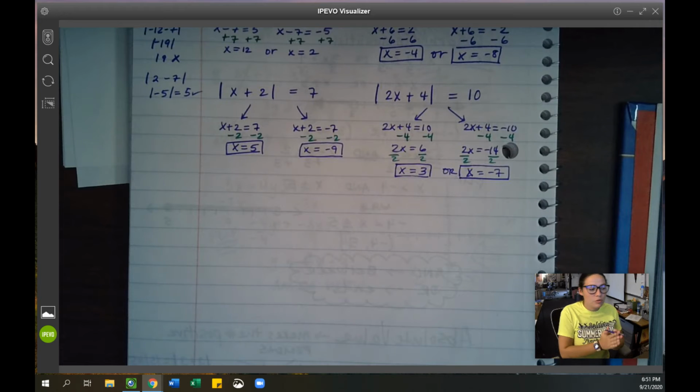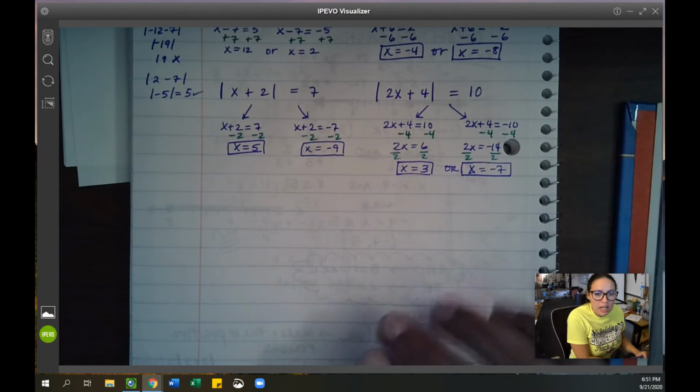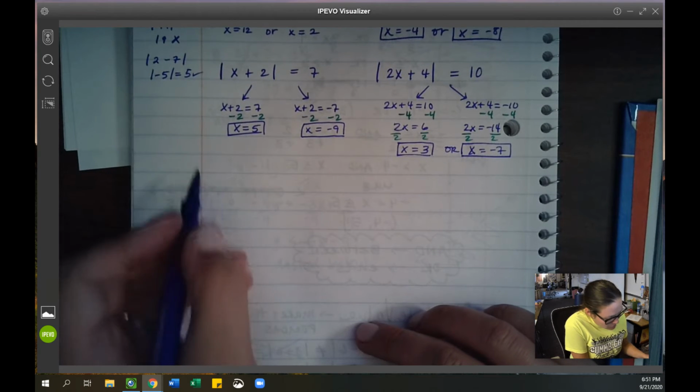All right, part 2 of lesson 8. Here we go. We are still going to be talking about absolute value, but instead of equations, we're going to be looking at inequalities. So, how does our procedure change?